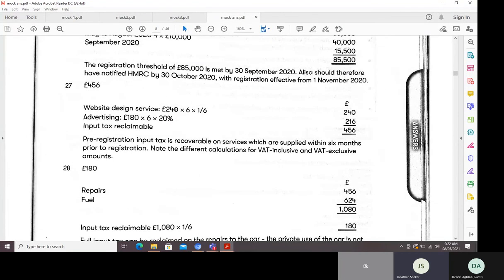So for the website design, it is 240 for 6 months times 1/6, and that gives us 240. Advertising is 180 for 6 months. Each month we are having what? 20% of that. And so the total pre-registration input value we can claim here is 45456.